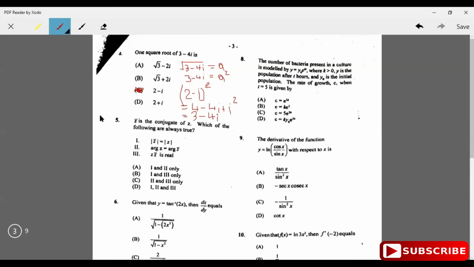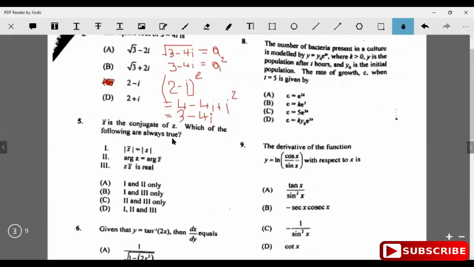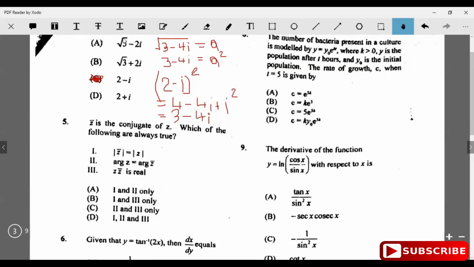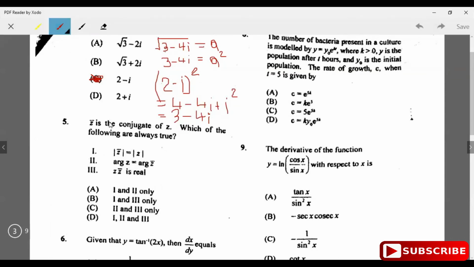Question 5. It says that z bar is the conjugate of z. Which of the following is true? I is true. How do we know that? The norm of z, or the length of z, is going to be equal to the length of its conjugate. That's always true.